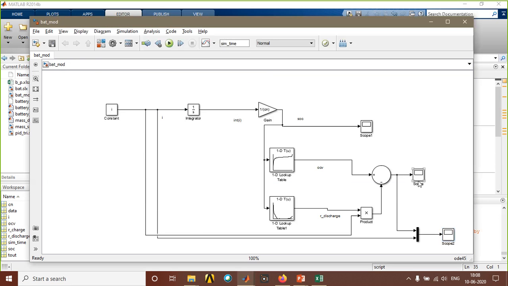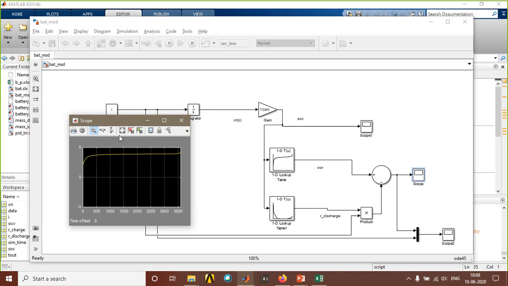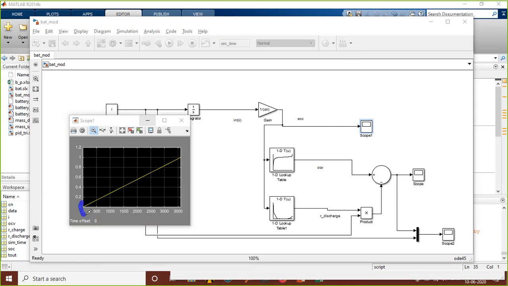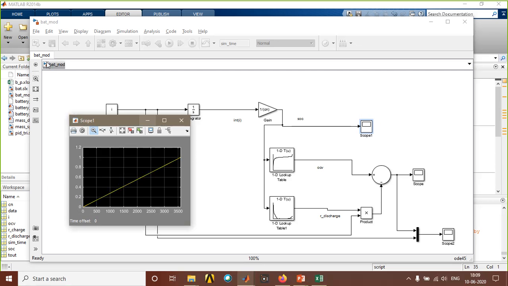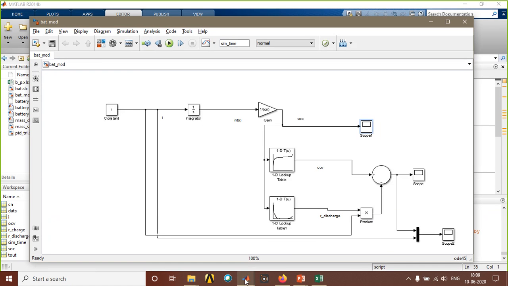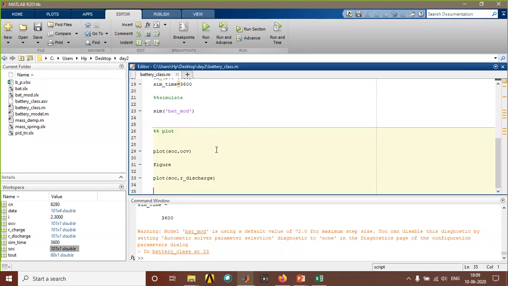When you double click the scope, you will have this. This is what I'm telling: state of charge with respect to voltage. If you see here, gain. This is nothing but state of charge. From 0, it is going to 100%, a straight line. So guys, with this, we have successfully created a Simulink model which behaves exactly as our real-time battery. This is how to create this.